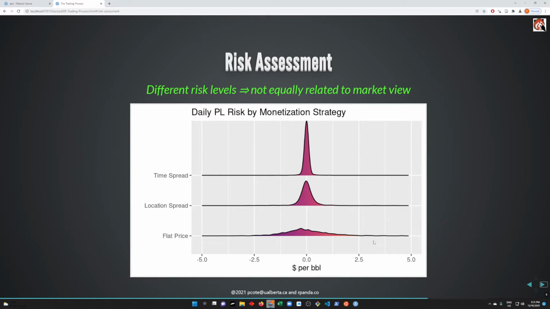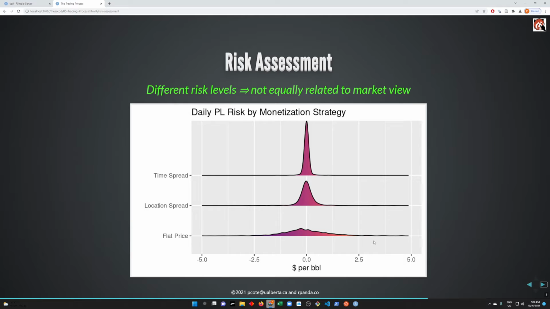Now, putting it all together is where it matters. What we have done so far is show three different ways in which we express a market call, or three different transaction types of monetization strategy. In this chart of histograms, what we show is the difference in risk level altogether. So we can see from the bottom part, the flat price is the most risky one, followed by location spread and then time spread.